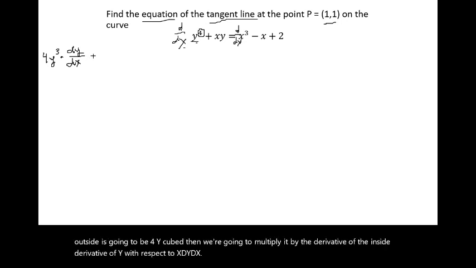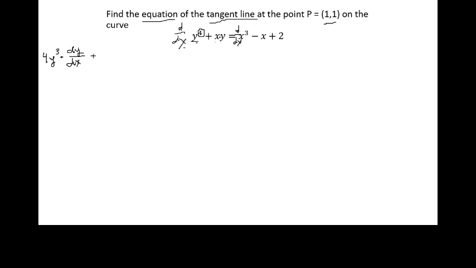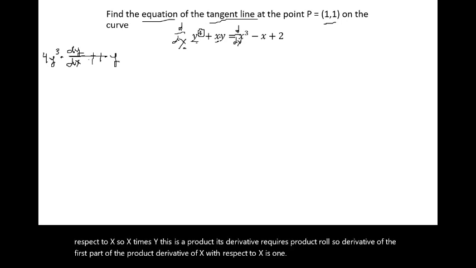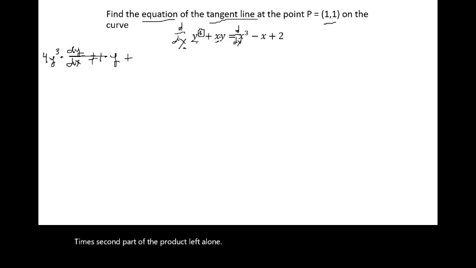Plus, we're going to move on to the next term. So we're taking the derivative of x times y with respect to x. So x times y, this is a product. Its derivative requires product rule. So derivative of the first part of the product, derivative of x with respect to x is 1 times the second part of the product left alone. Then we're going to add to it the first part of the product left alone times the derivative of the second part of the product. So the derivative of y with respect to x is dy dx.